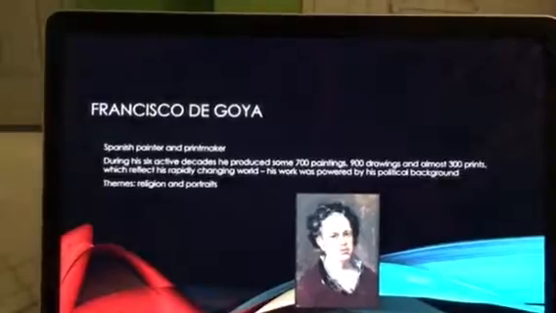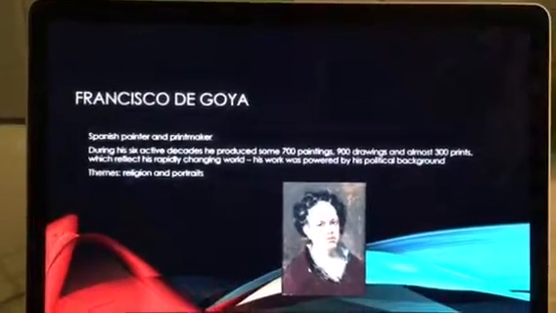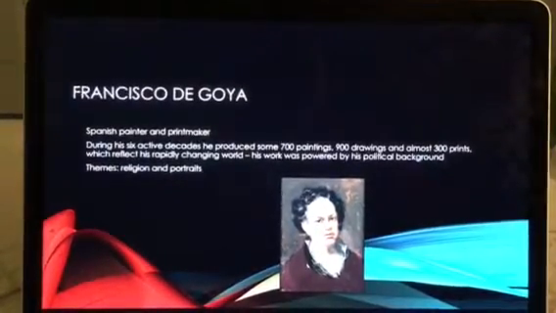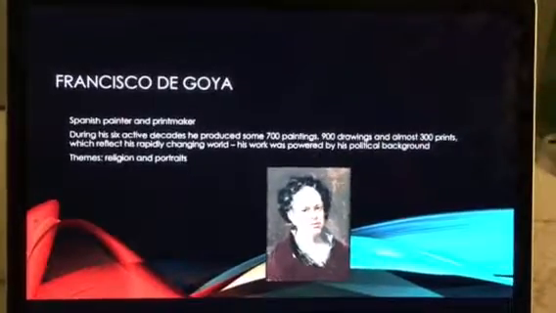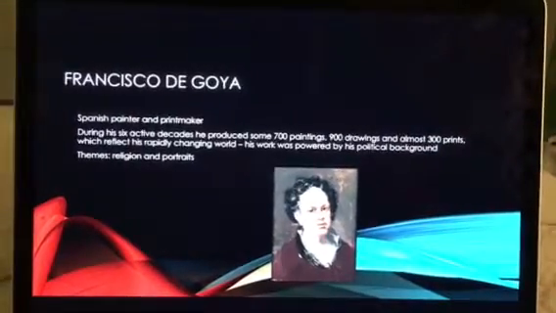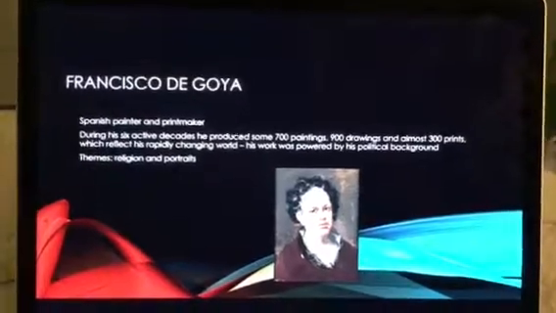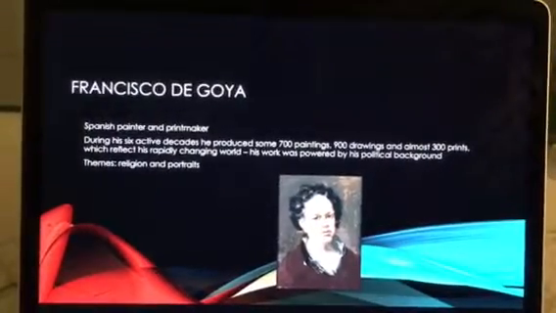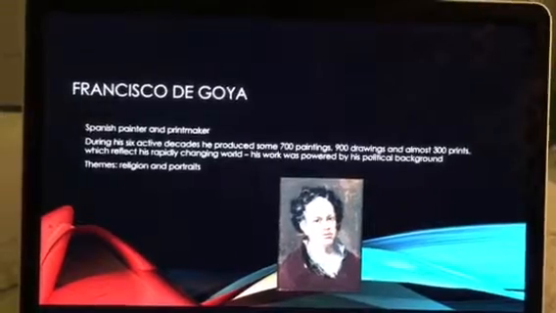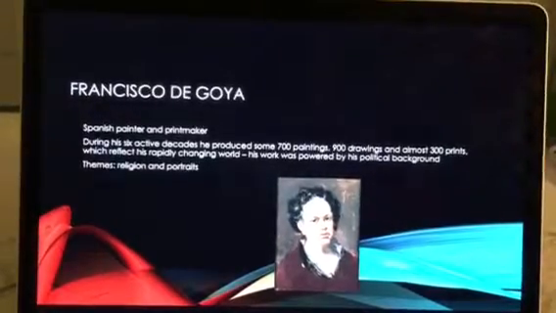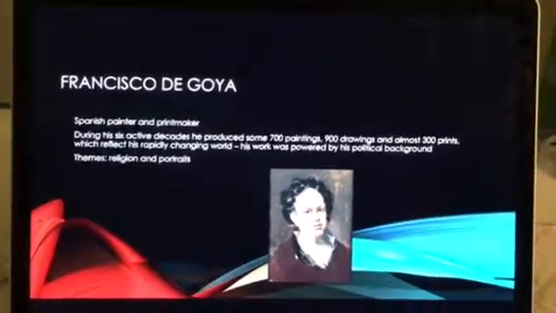A lot of his art, I believe, has themes of religion and portraits. Religion being war, since a lot of war is influenced by religion then and now. And portraits because he did a lot of self-portraits and portraits with other famous artists.